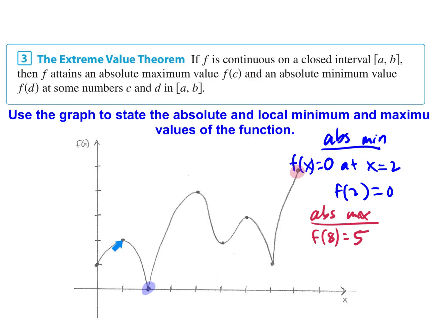Relative max, local max at x equals 2. This one, local max or min? Max at x equals 4. Local max or min? Min at x equals 5. Local max or min? Max at x equals 6. And how about this one? Can this be one? Yes, sure it can. Even though it's a cusp and it's not differentiable here, we can say that.